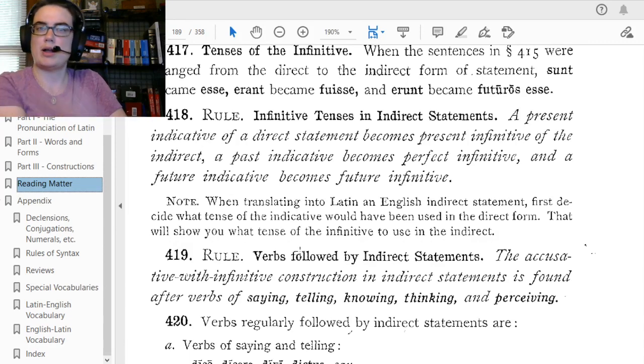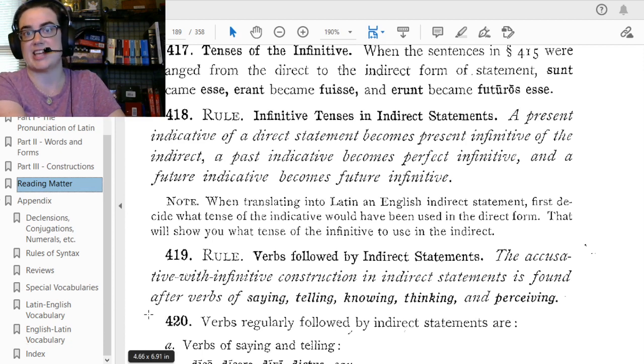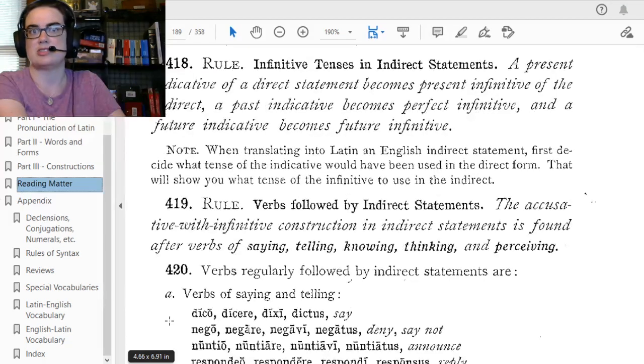All right, and what I keep saying, verb of the head, is our main verb in an indirect, or setting up an indirect statement. So what's the rule for this? Verbs followed by indirect statement. The accusative with infinitive construction in indirect statements is found after verbs of saying, telling, knowing, thinking, and perceiving.